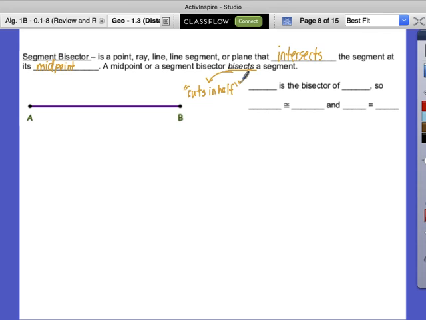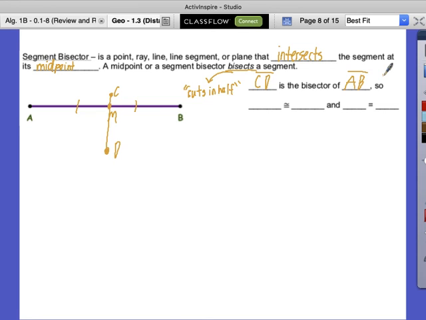So if I were to draw a segment bisector in here, I could have the midpoint M. Let's say it's the midpoint. And then maybe I have this segment here. Now is M necessarily in the middle of C and D there? No, okay. But is M in the middle of A and B? Yes. So segment CD, which M is on, is cutting through AB in half, right? It means it's bisecting it because it cuts it in two equal halves. So we would say that segment CD is the bisector of segment AB.